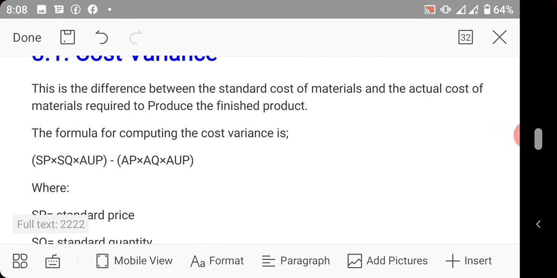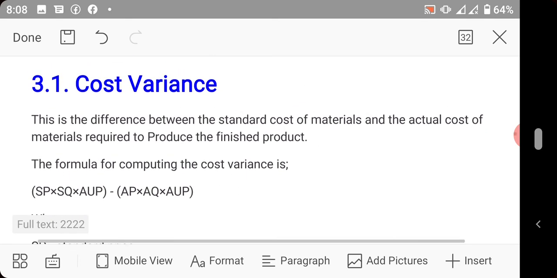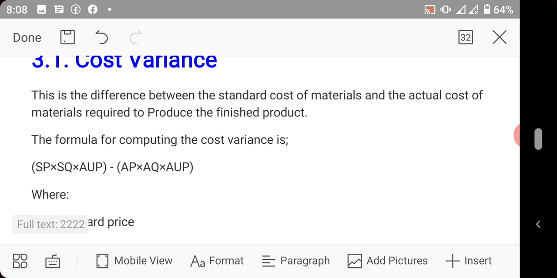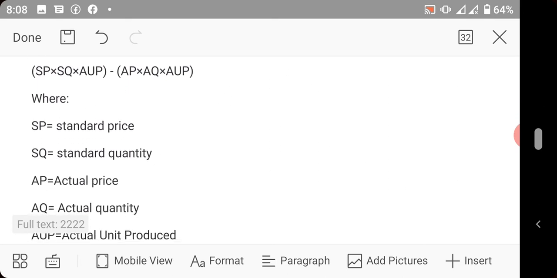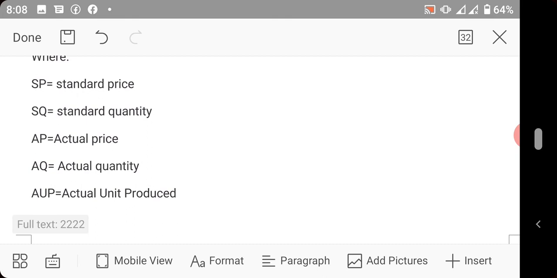So this is the difference between the standard cost of material and the actual cost of material required to produce the finished goods. The formula for cost variance is standard price of material per unit times standard quantity of material per unit times actual units produced, minus actual price of material times actual quantity of material times actual units produced. So you see, I gave the interpretations. When you start making use of your notes, start reading your notes, you will understand the abbreviations better.